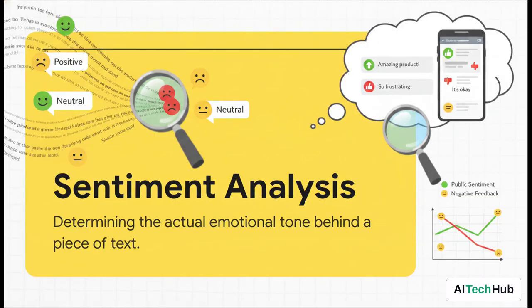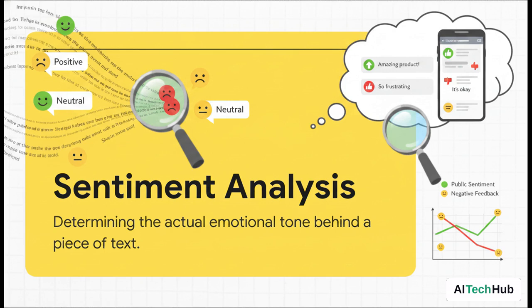Our 4th technique is sentiment analysis. And man, this one is incredibly powerful for automation. It figures out the actual emotional tone behind a piece of text. So is this message positive, negative, or just neutral? This is exactly what powers systems that can automatically flag angry customer reviews or track the public's reaction to a new product launch, all without a human having to read a single message.